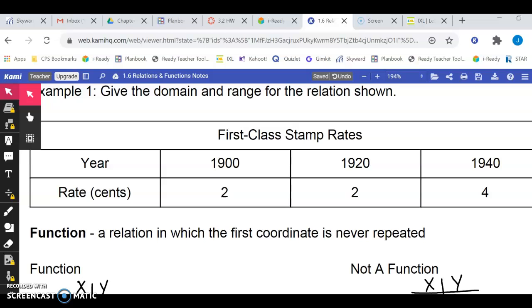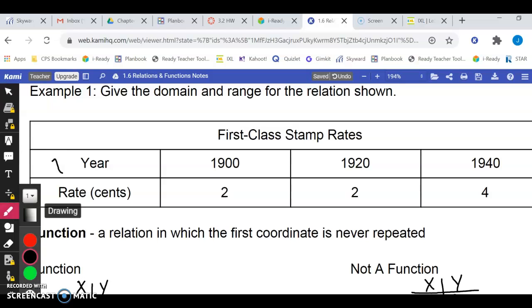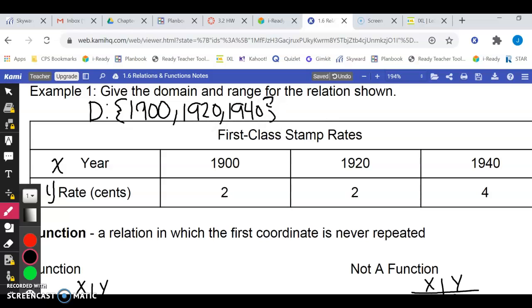So when they give you a chart like this, the first thing is always your x and the second thing is always your y. So the domain is written like this, and it's just a list of numbers. It's only 1900, 1920, and 1940. So the domain only includes those three numbers.